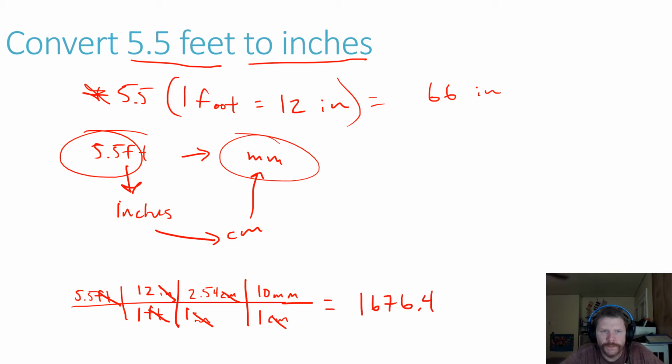1676.4, or if you wanted to write this in scientific notation, which I'd like you to do, you would say, well, 2 sig figs are what you're left with, what you started with, 1.7 times 10 to the second millimeters. All right, we'll get after some more problems in the next steps.